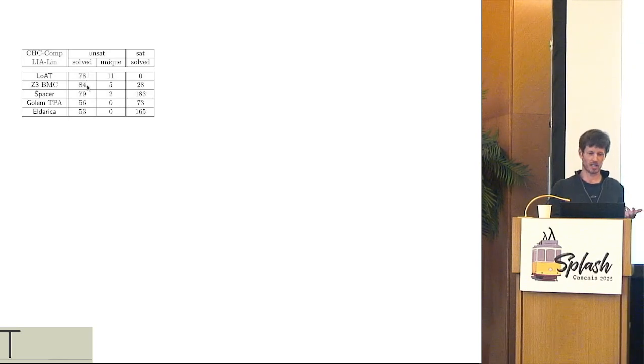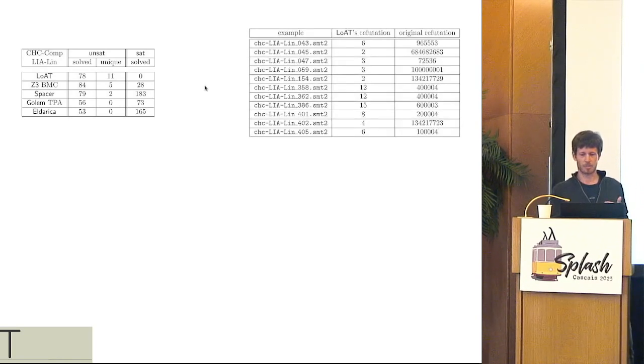So bounded model checking is a bit more powerful. Spacer and LoAT are almost equally powerful. And you can see that we can solve quite a few instances that cannot be solved by any other tools. And if we look at these instances a bit more closely, then you can see something quite interesting. So the counterexamples, the refutations that LoAT finds, are pretty short. So 15 steps at most. Now, of course, these refutations use our learned accelerated transitions that can simulate many, many steps at once.